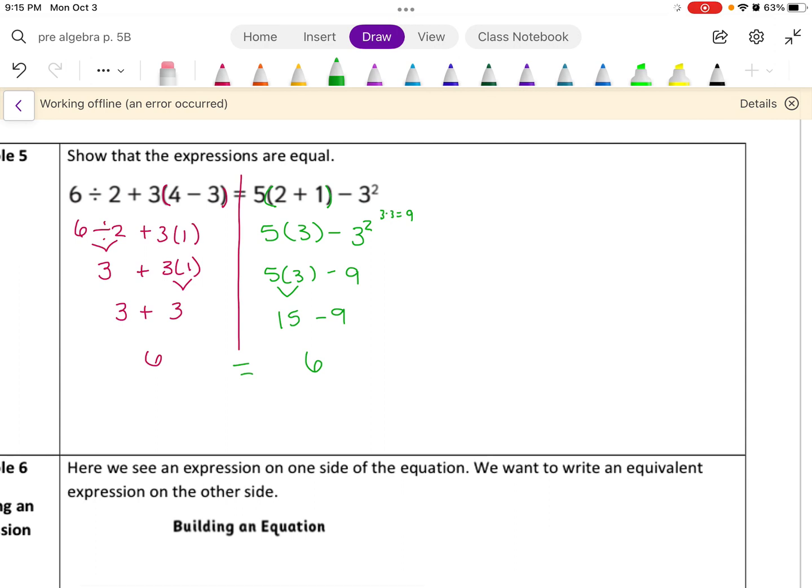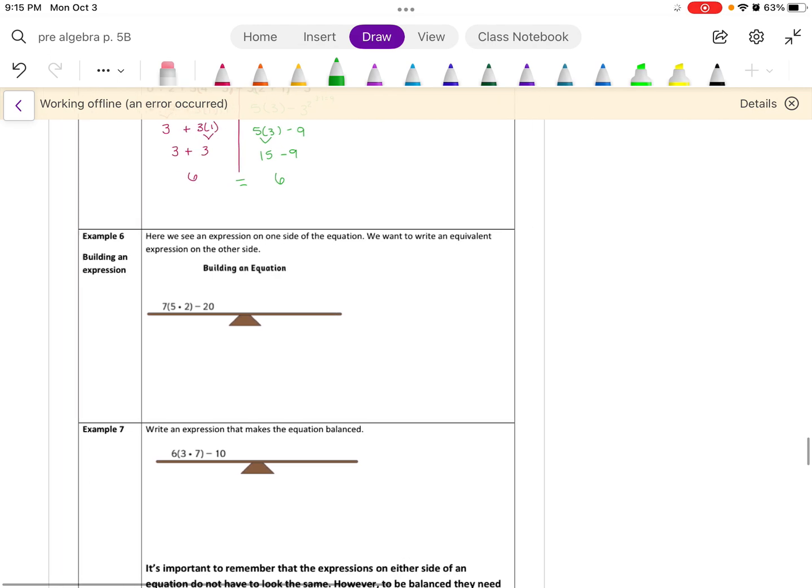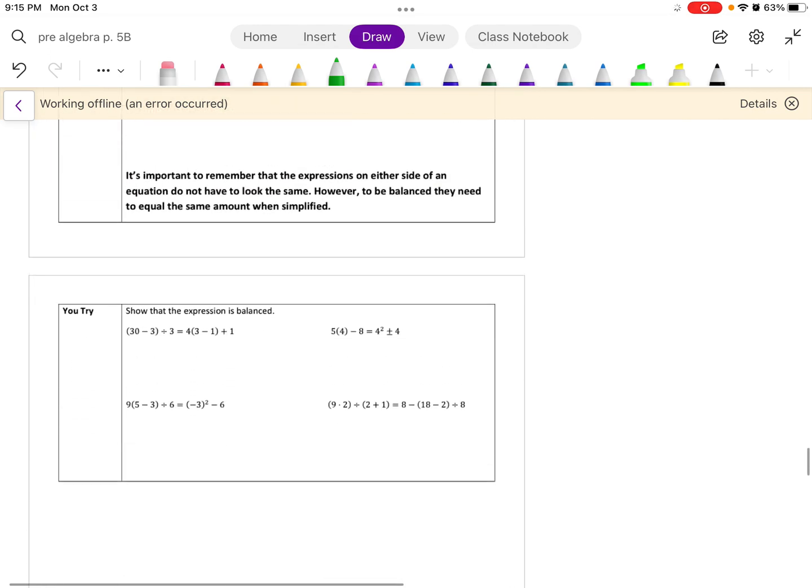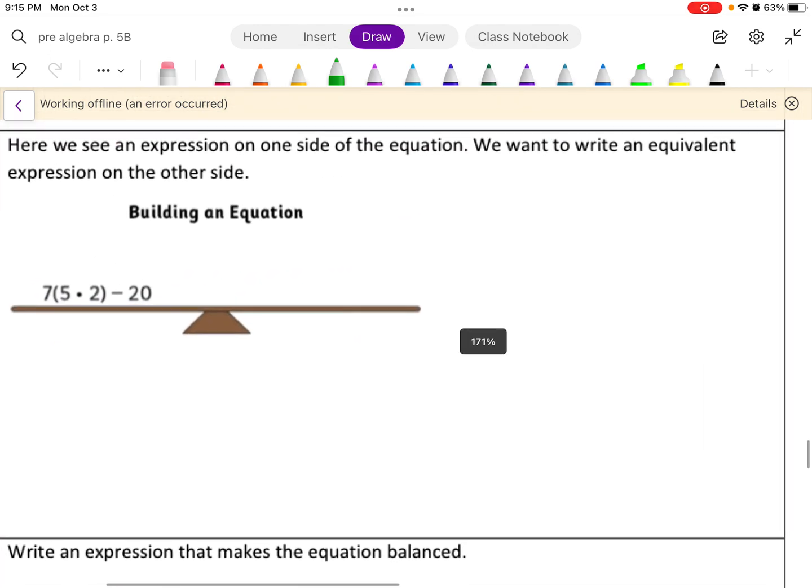6 is equal to 6. They're the same on both sides. That's how we know they are equal or balanced. That is what makes this true. Let's see. We just have a couple more examples that we're looking at here.